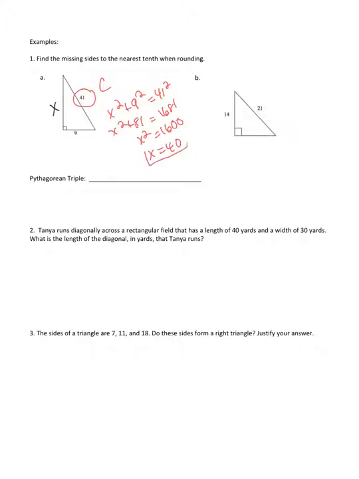When we have this, this is called a Pythagorean triple. And a Pythagorean triple is basically any set of 3 whole numbers that work in the Pythagorean theorem. So let's write that down. Pythagorean triple is 3 numbers that work in the Pythagorean theorem. Whole numbers.